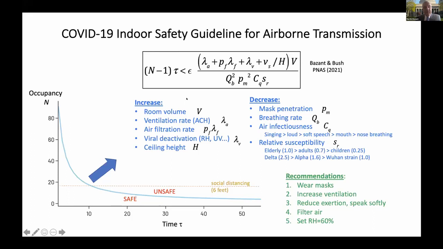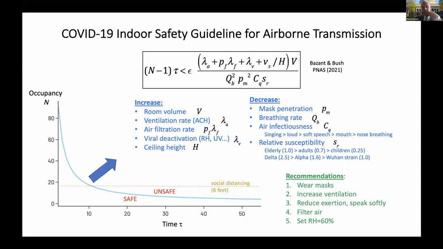So you make the space more safe, or you increase the bound, by having a larger room, a faster air change rate, ventilation, filtration is introduced, especially at a higher rate of airflow. And then there's natural deactivation of the virus, which can also be enhanced by humidity or ultraviolet radiation and things like that. And you make the space less safe by taking off masks, for example, or not having that direct filtration occurring.